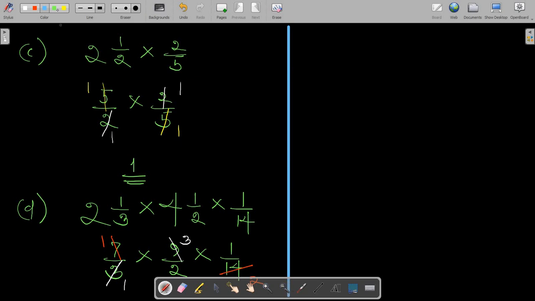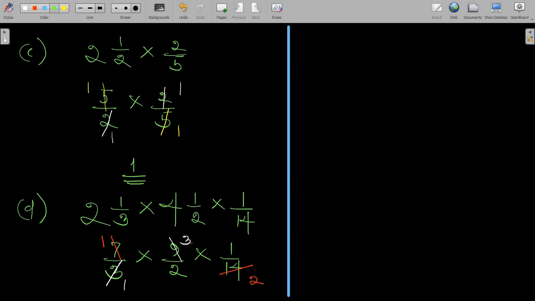Okay, so in that case, I am left with only 3 at the top here. So 1 times 3 times 1, we still have it to be 3. Then here, 1 times 2 times 2, we have it to be 4. So that's the final answer. The final answer is 3 over 4.